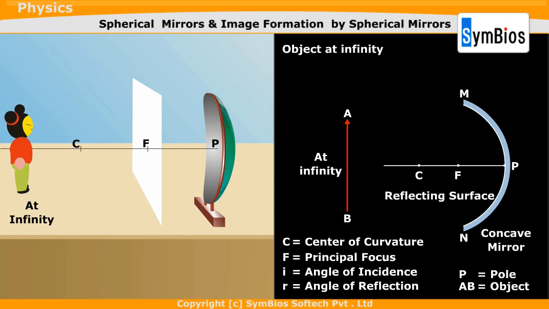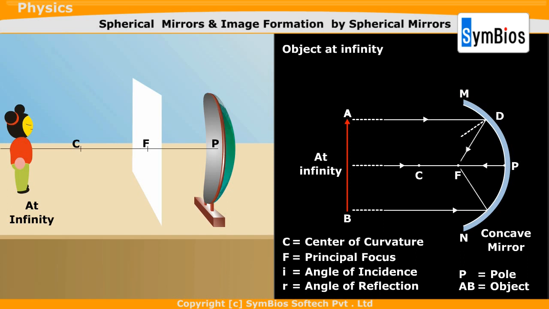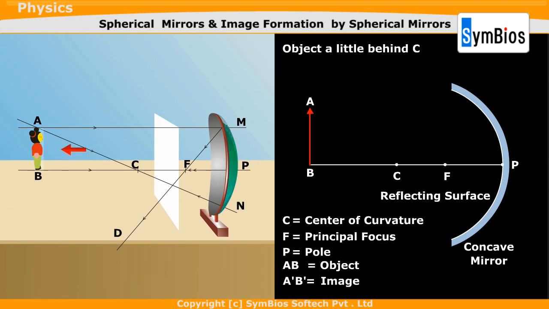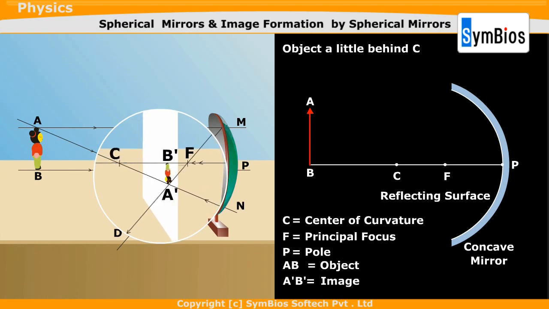Let us have a look at the ray diagram. When the object is very far or at infinity, the rays from the object will be parallel to the principal axis, and hence all of them will converge at F. Let us now bring the doll a little forward but a little behind the C plane. Let us shift the screen between C and F planes. You can see an inverted, diminished image on the screen.